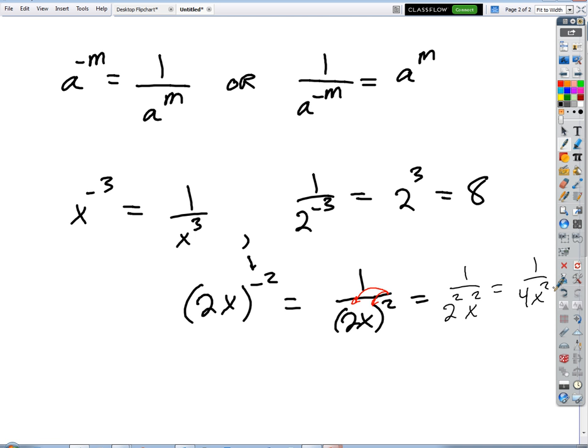I'm going to ask you to always write your answers in terms of positive exponents. So we want to write it with, you're going to have to put that x on the bottom. Does that make sense?